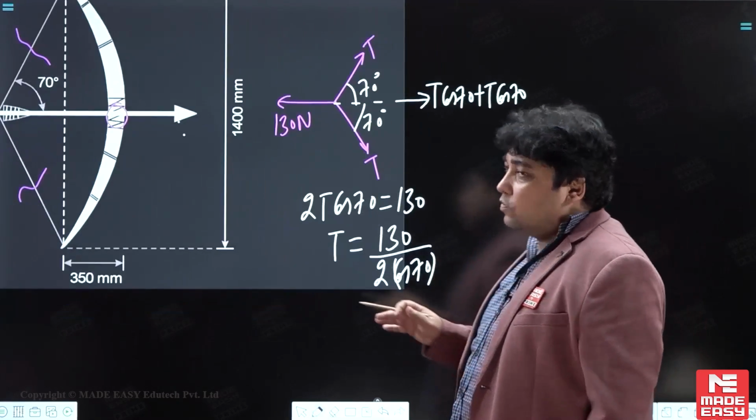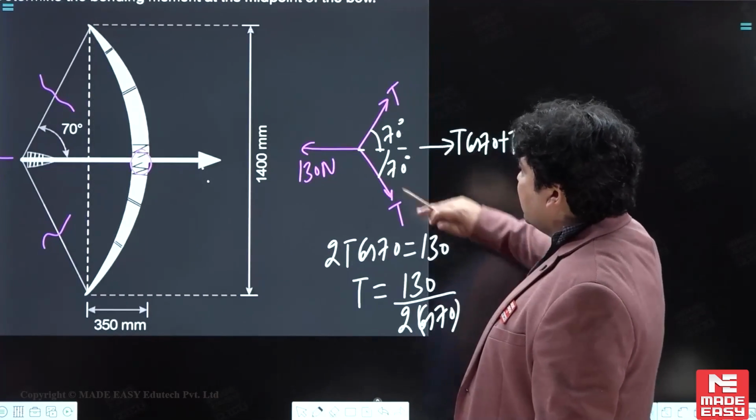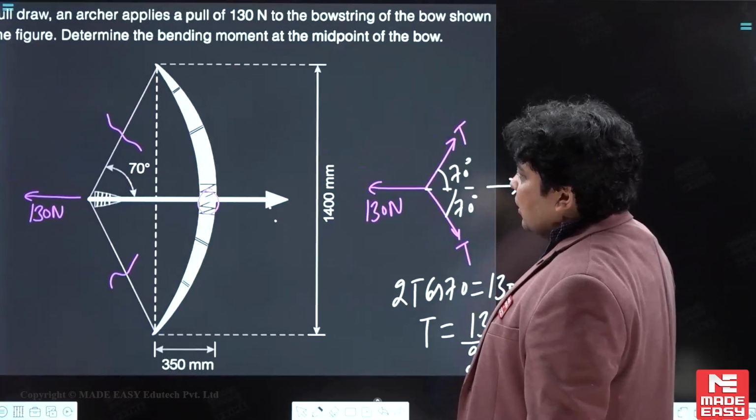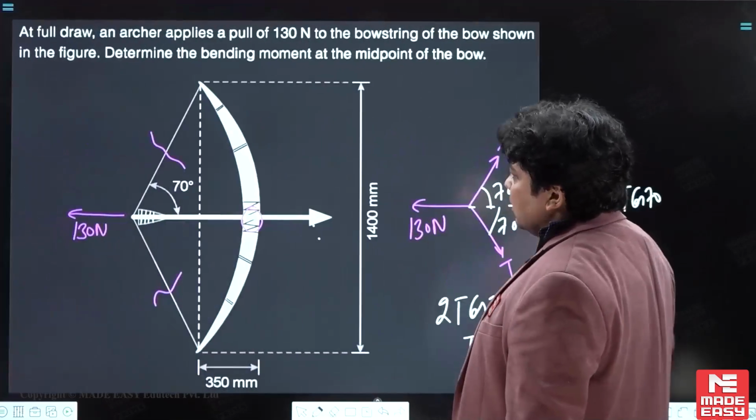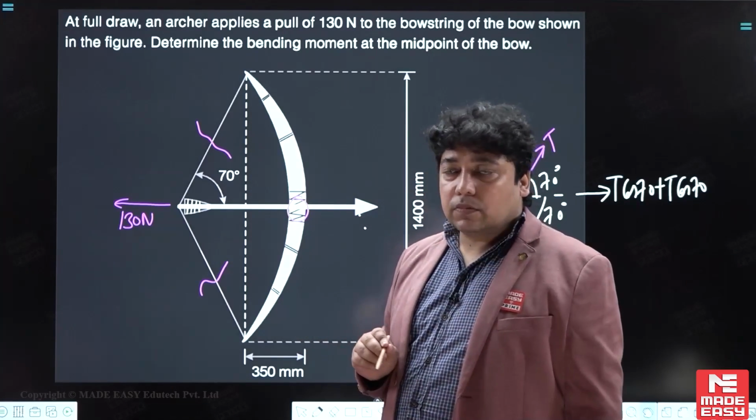So we will put in all the values for the final calculation, and we have the tension value in the cord. Now check, we have to draw the bending moment diagram. We have to calculate the bending moment value at this section, because it is a 2 marks question.